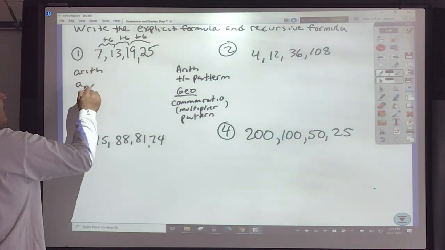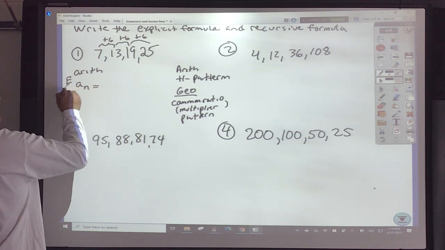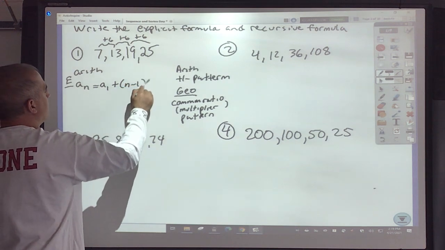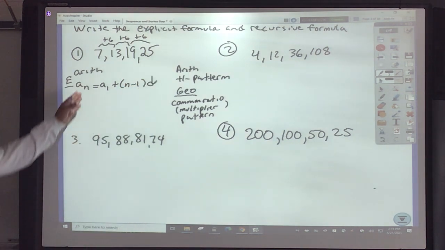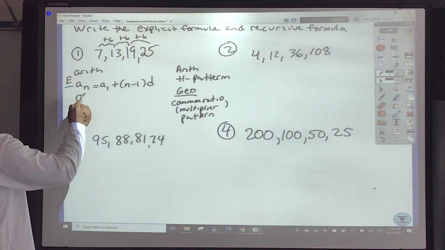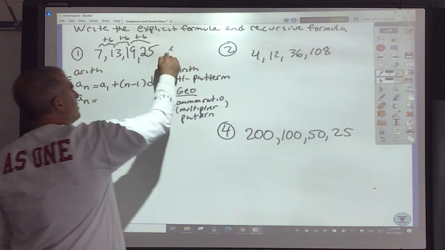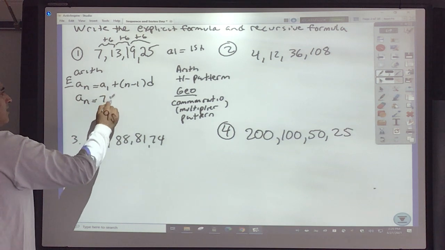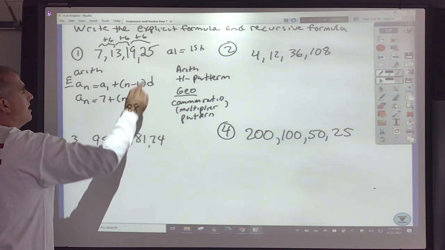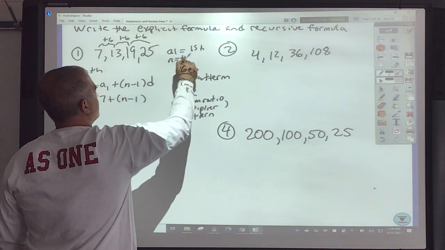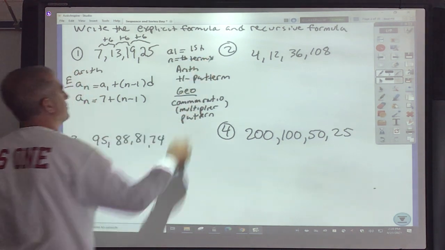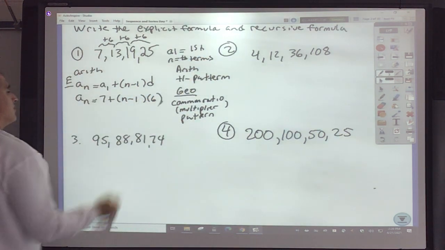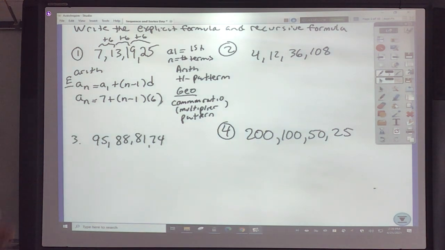Now, the explicit formula is a_n equals a_1 plus n minus 1 times d. What do these mean? You want to leave the a_n. a_1 means your first term, which is easy: 7 plus n minus 1. n always refers to the number of terms, which we'll use in a little bit. The d stands for the difference, which in this case would be 6. So that would be the explicit.